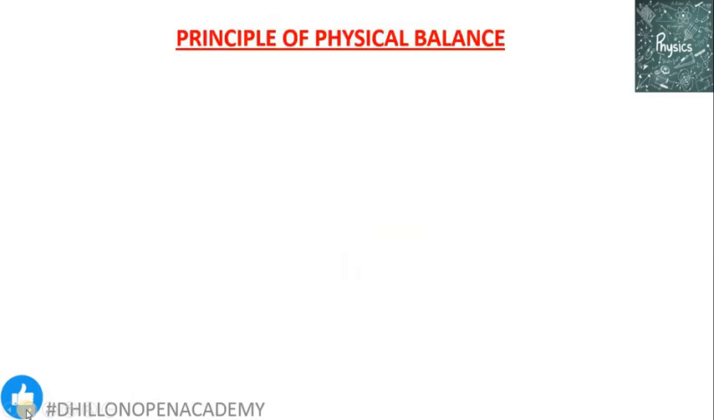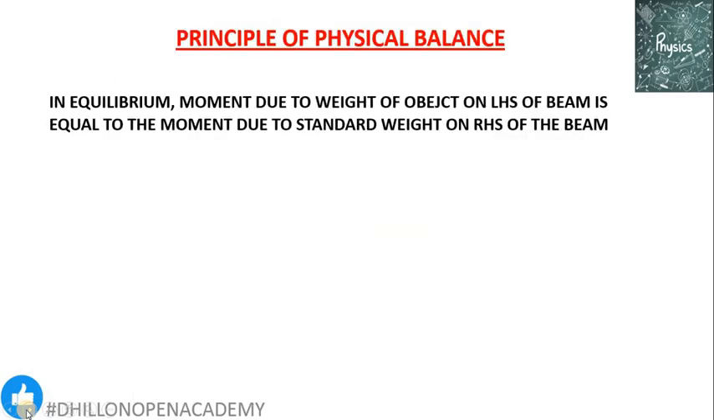Principle of physical balance. In equilibrium, the moment due to the weight of the object on the left-hand side of the beam is equal to the moment due to the standard weight on the right-hand side of the beam.